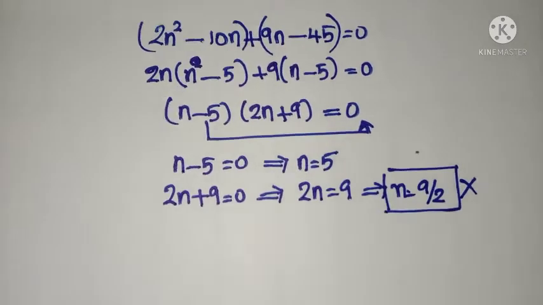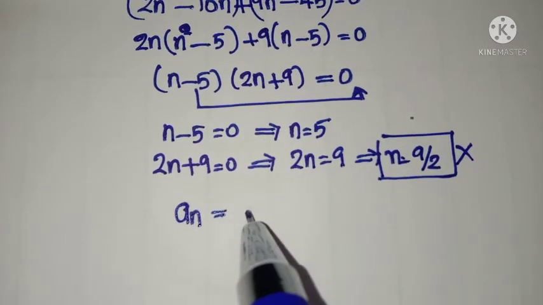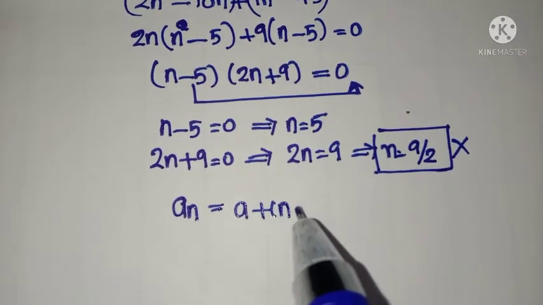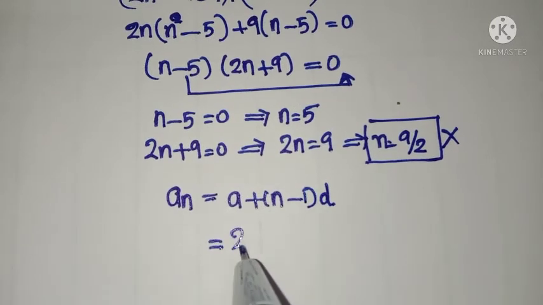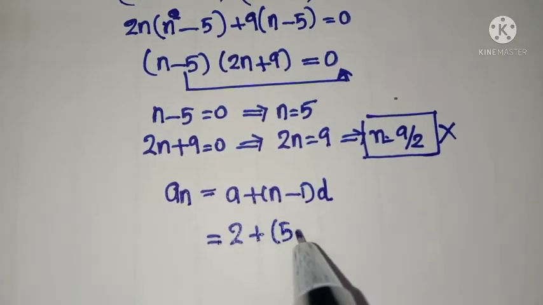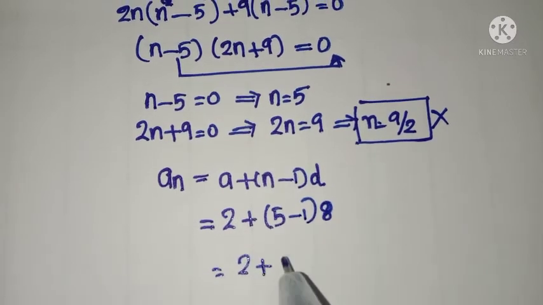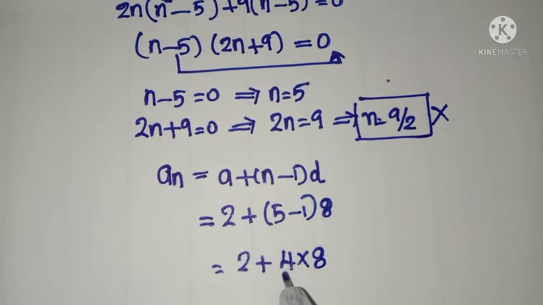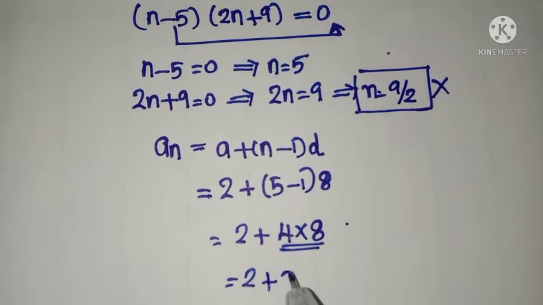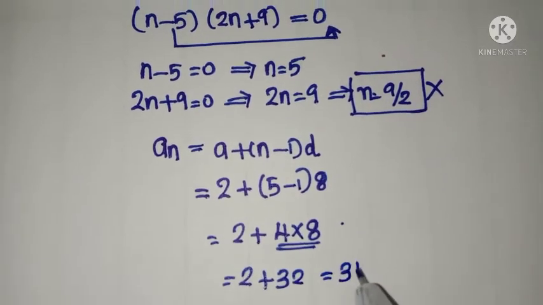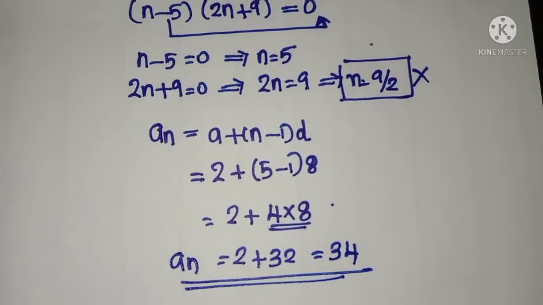Okay. Now we want to find the nth term. So the nth term is obtained by a plus n minus 1 into d. Here a is 2, n is 5, d is 8. So 2 plus 4 into 8. 4 into 8 is 32. 32 plus 2 gives 34. So the nth term is equal to 34. Okay.